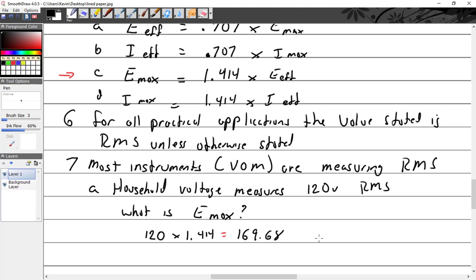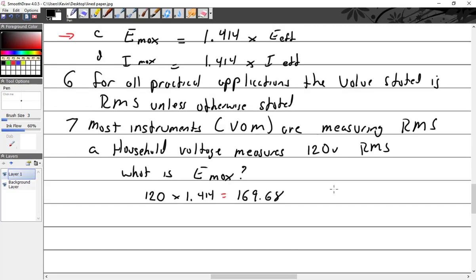169.68. Is that peak or peak to peak? It's peak. Okay, so we've got to think about what we're doing here. 169.68 volts. That right here, volts, is our effective. Is it peak or peak to peak? It's peak. Isn't that Emax? So that's our Emax. Yeah, it's going to be peak.